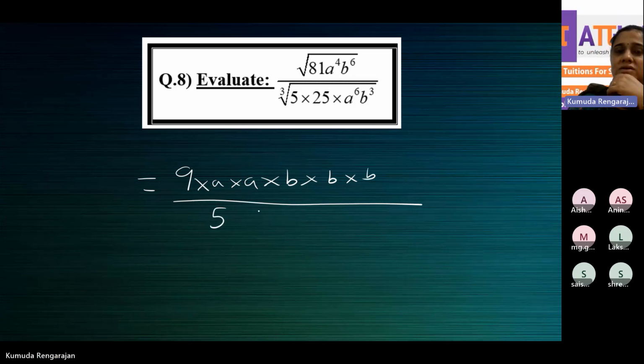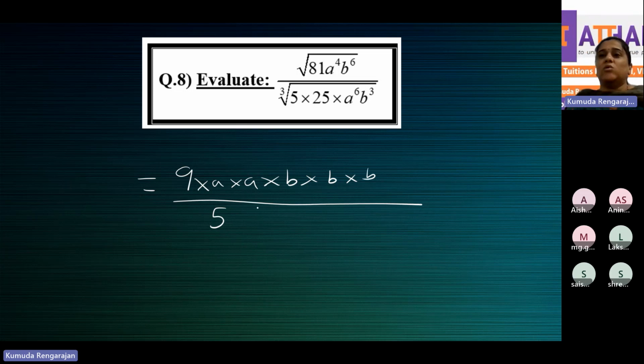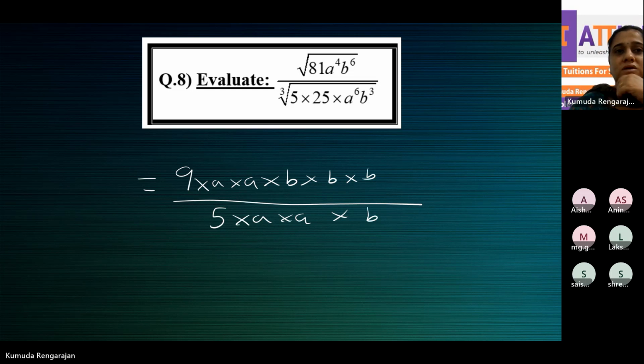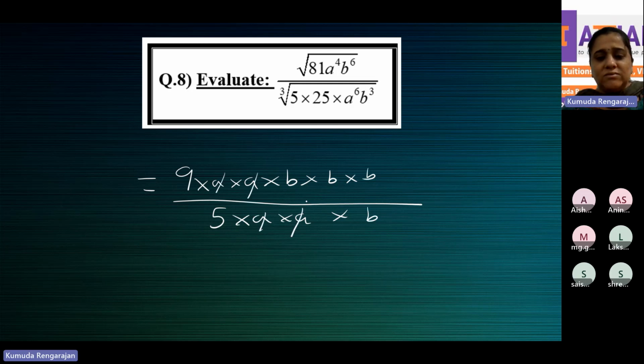a to the power 6. So from 3 a's, 1 a out. From another 3 a's, 1 a out, because there are 6 a's. Now this is cube root. From every 3, 1 will come out. So only 2 a's will come out. And then how many b's? 3 b's are there. 1 b will come out, because cube root, from 3, 1 will come out. If it is square root, from 2, 1 will come out. So same thing it is. a cancels. b cancels. So it is 9b square by 5.